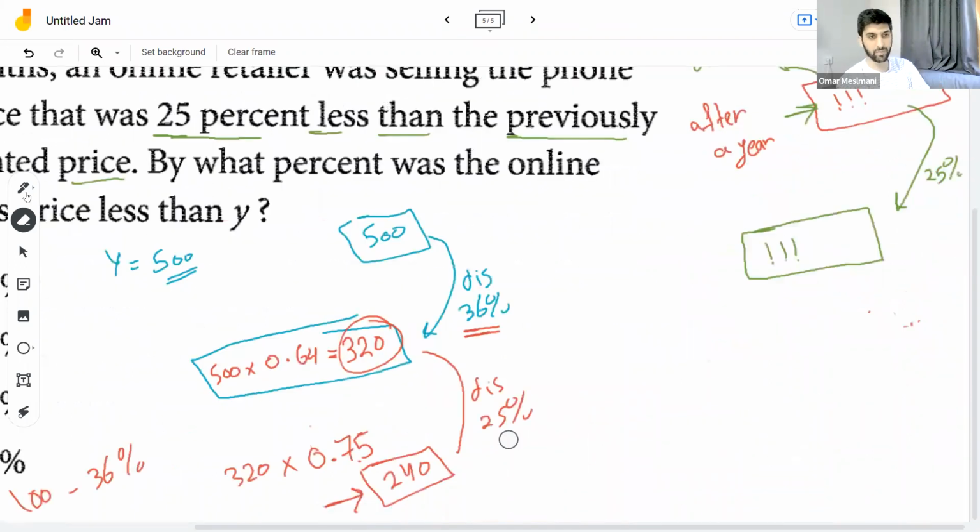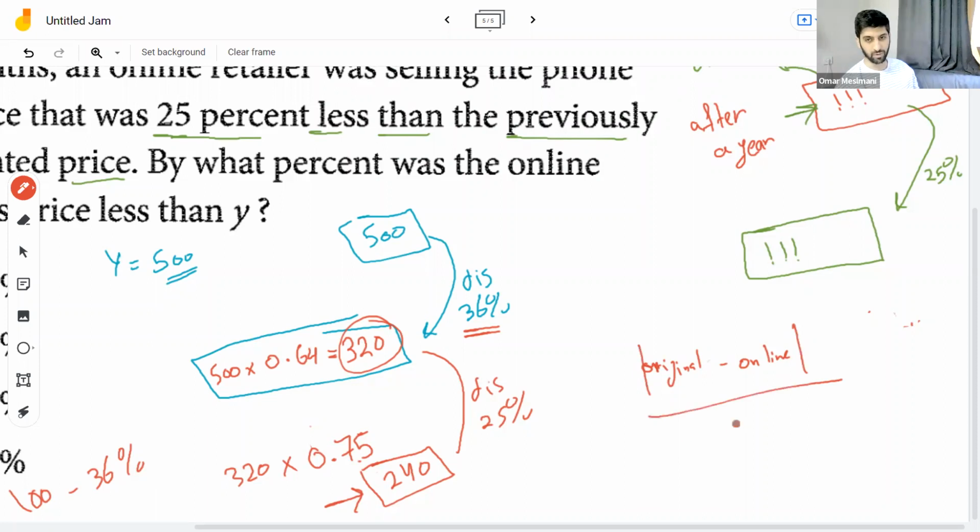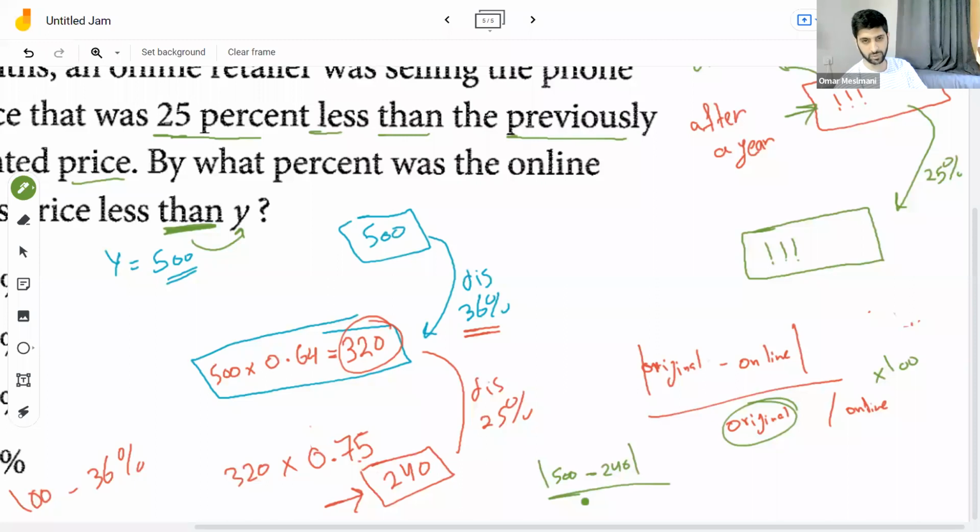So now what I'm doing is comparing between the original minus the online. All right, so it's the absolute value of original minus online over, who knows, over what? Is it over the original or over the online? Original. Exactly. Why original? Because it comes after then. You see the then here? Then Y, which is the original price. So times 100. So now the original price that I did, 500 minus the online price, 240, in absolute value, over the original price, which is 500, times 100.